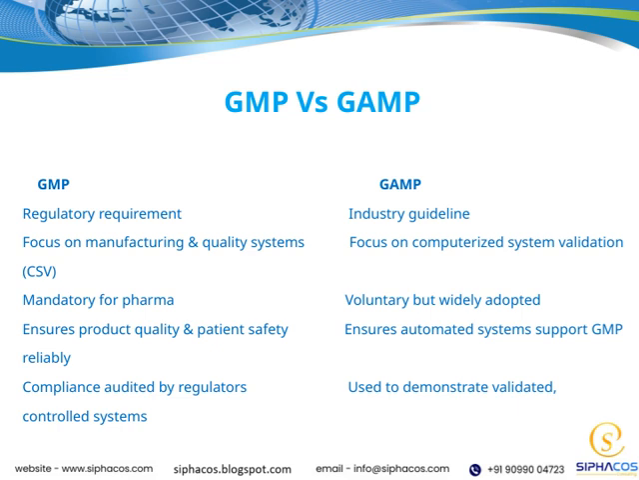So, while GMP is about ensuring overall manufacturing quality and safety through regulation, GAMP provides a practical framework for validating and controlling computerized systems within that broader context. Both are vital, GMP for compliance and patient safety, and GAMP for ensuring our automated systems are supporting those goals effectively.